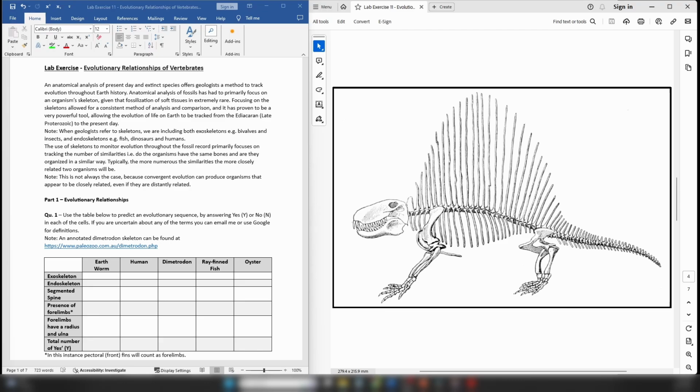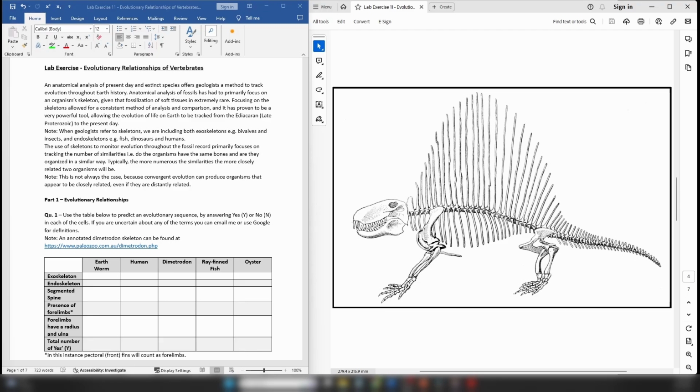So the use of skeletons to monitor evolution throughout the fossil record has primarily focused on tracking similarities. And so the first part of this lab exercise is going to deal with that process and how we use it to essentially link organisms together. So the basic method is that by tracking the number of similarities, you can work out how closely or distantly related two species were. Typically, the more closely related an organism is, the more similarities it will have, and the more distantly related it is, the fewer similarities it will have.